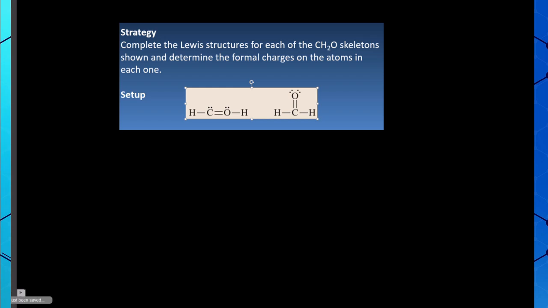we can see that for this arrangement over here, this carbon right here with a double bond to the oxygen would have a formal charge calculated as follows. Carbon has 4 valence electrons, minus 1/2 times 6 electrons that are bonded to something else, minus 2 lone electrons, and that would equal minus 1.